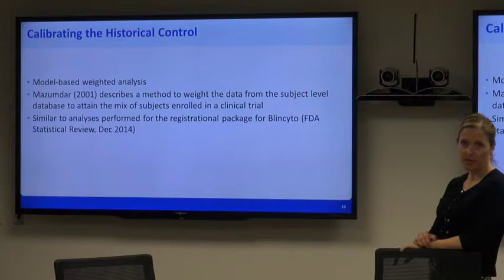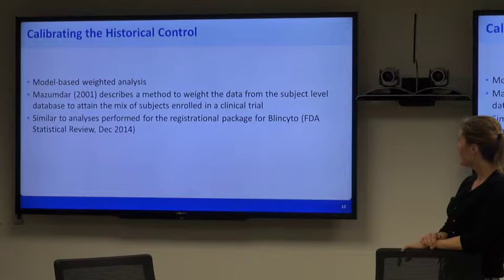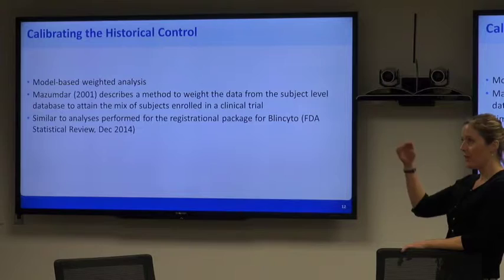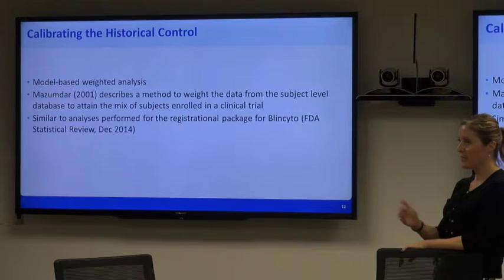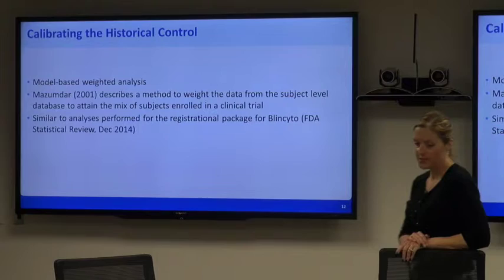And this was actually done for the 2014 registrational package for Blincyto. And if you read the FDA statistical reviews, they reference the method. Unfortunately, the paper in which they've actually published these results based on their calibration has not yet been published. Every time I see my former Amgen colleagues, I torment them and ask them when this paper's coming out. Apparently it's coming out very soon. So I will look forward to that. And if anyone has any intelligence on when it's going to be published, please let me know.